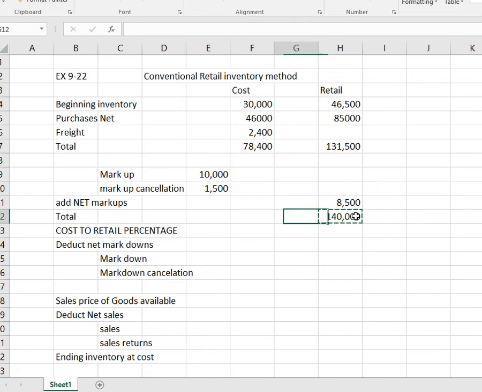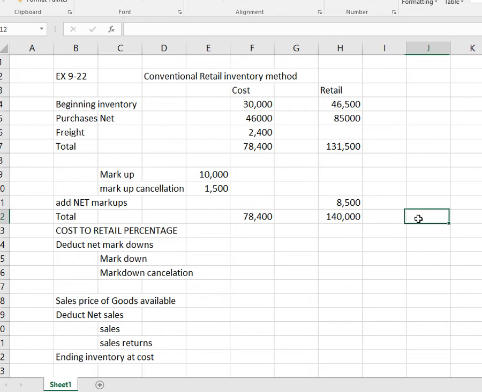Let's do that same formula over for our cost side. And so for our costs, we have this amount, and our retail this amount. And our costs included beginning inventory, added our purchases, added our freight to get a total. Retail side, we didn't have any freight to worry about there. And we did put in our markups and markup cancellations because we only wanted the good inventory that was selling at high price and wasn't obsolete or damaged or anything like that.